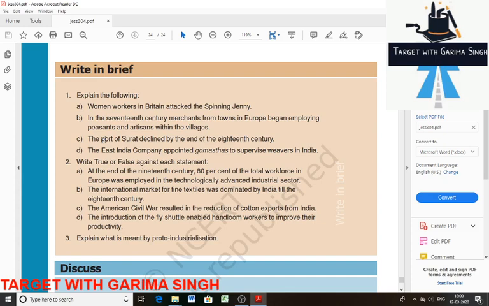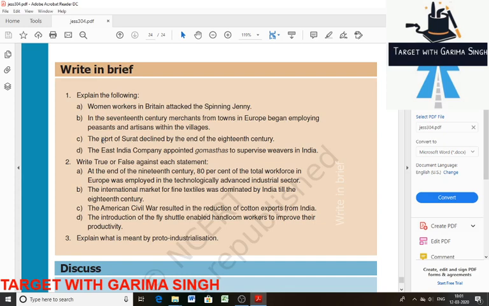Exports from these ports fell dramatically. The credit that had financed the earlier trade began drying up, and local bankers slowly went bankrupt. With the passage of time, Surat and Hooghly decayed, and Bombay and Calcutta grew.